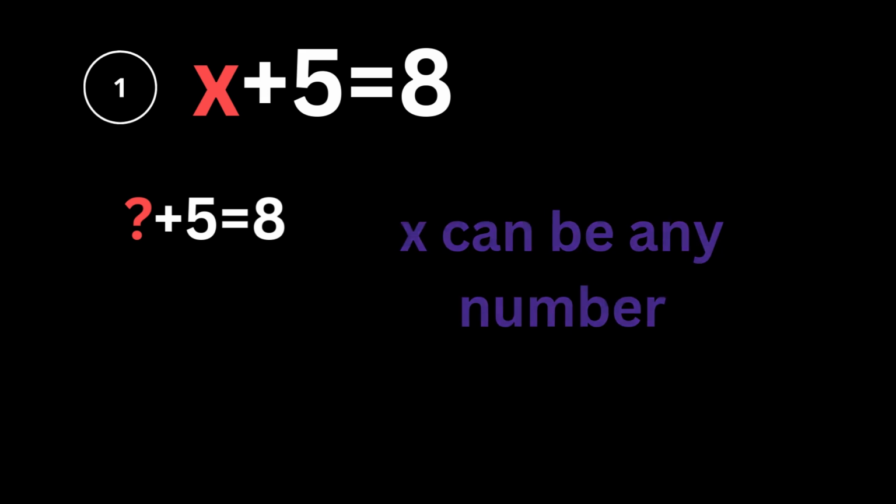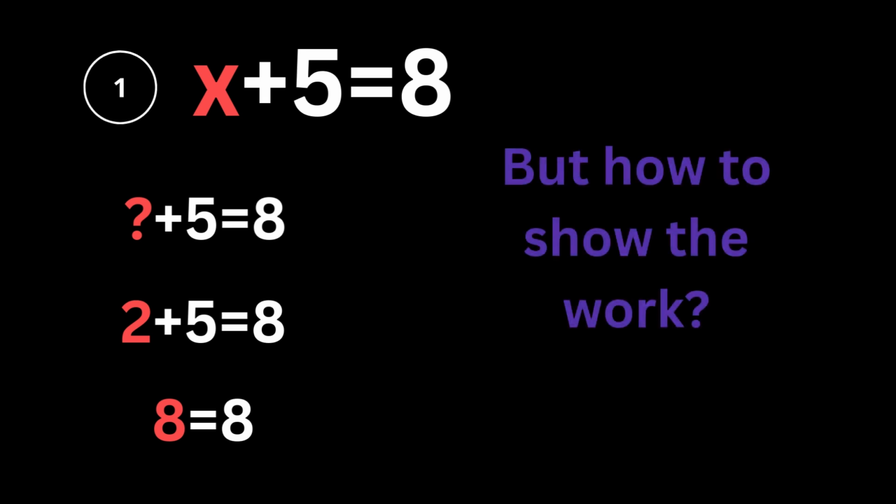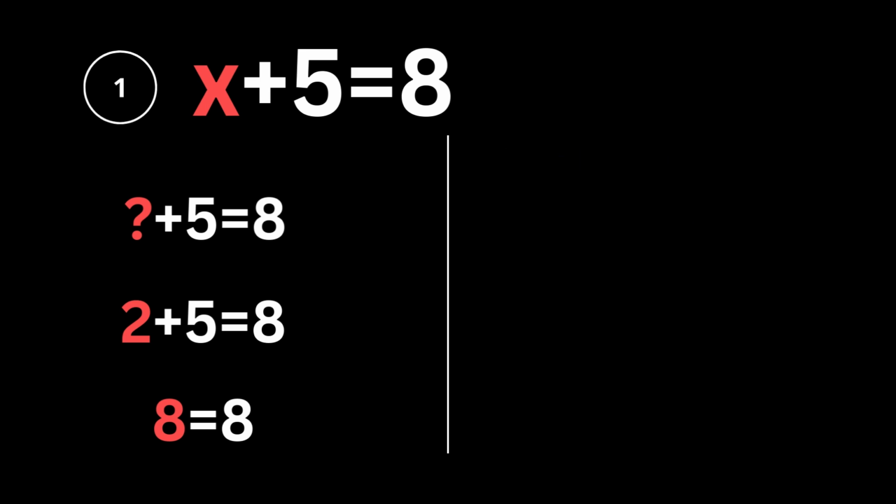If you think about it, we know that 3 plus 5 is equal to 8. So in this equation, x has a value of 3. But how do we show our work to get this answer? x is added to 5 and that equals 8. To solve the equation, what you want to do is get the x variable by itself on one side of the equation.